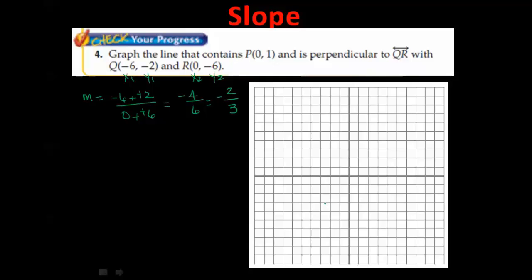And let me go ahead and plot these. I've got Q is -6 and 2. 1, 2, 3, 4, 5, 6, -2. So there's going to be my Q. And then my R is 0, -6. 1, 2, 3, 4, 5, 6. Okay, so there's my R. And let me draw a line through those. There we go. That looks like about as good as it's going to get.